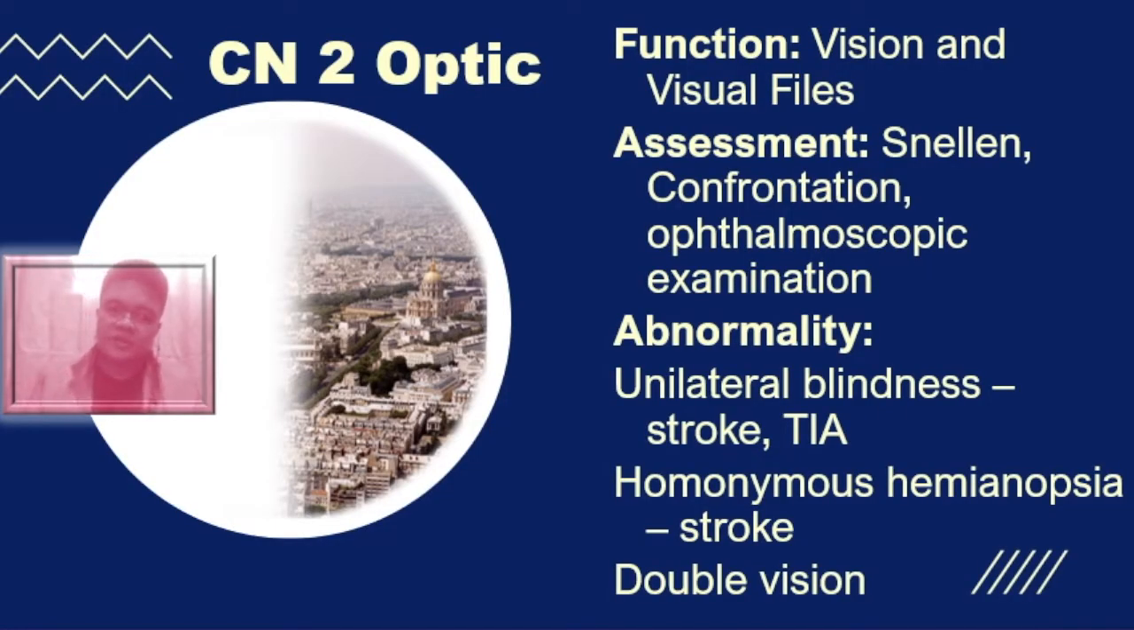Then you have your cranial nerve number 2, your optic nerve. With the term optic, you would know that this is for our visual functioning. For assessment, you have your Snellen's test. Recall that normal vision is 20/20. You also have confrontation. When I say confrontation, you would ask the patient to say yes by the time they see your hands approaching in the peripheral view. Then you also have your ophthalmoscopic examination. Your ophthalmoscope is the equipment that we use to visualize the inner structures of your eye. What are the possible abnormalities related to your cranial nerve number 2 functioning?